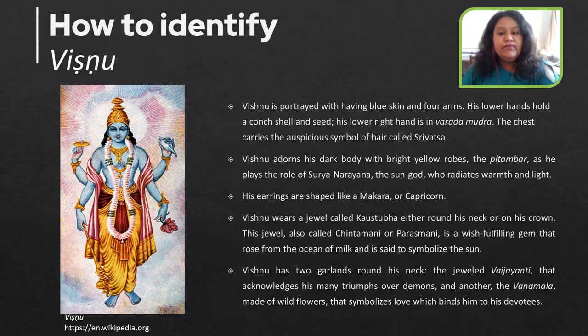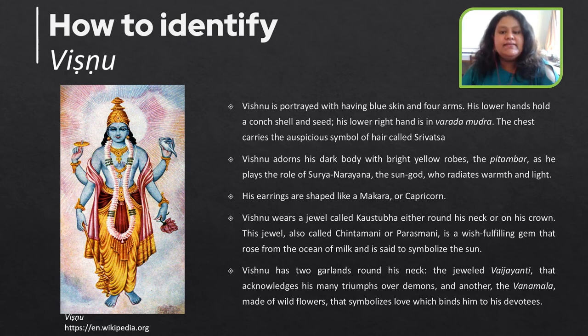Vishnu is adorned with a dark body and bright yellow robes, which are called the pitambara, as he plays the role of Surya Narayana, the sun god who radiates warmth and light. His earrings are shaped like a makara, or a capricorn, which was a beast. And there is a story regarding that, for which I will be providing you with the references.